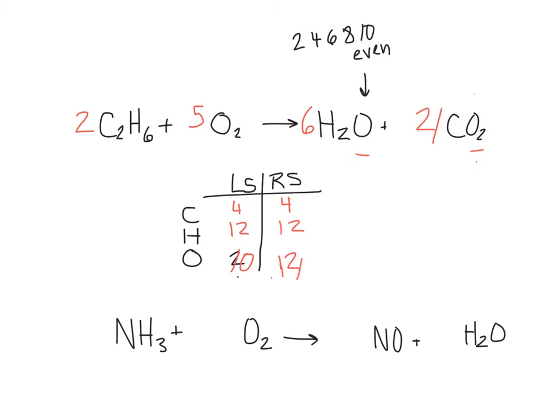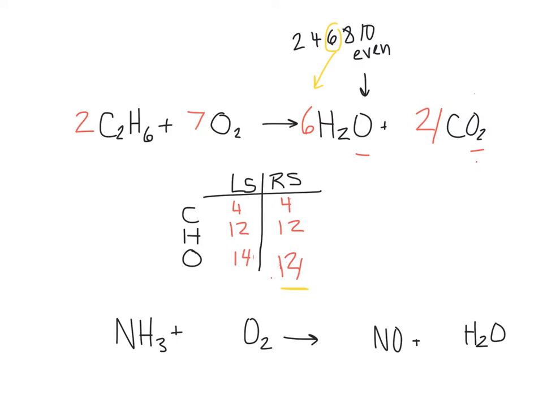And now the only thing unbalanced is our oxygen over here. We have an even number of oxygen on our right-hand side. That was the goal all along. Notice our 6 is an even number. So to get to 14 oxygen, all I'm going to do is put a 7. So 7 times 2 is 14. Thank goodness it's finally balanced.